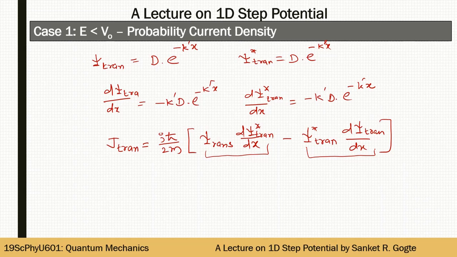In this case, however, these two terms are the same, and therefore J transmitted is equal to 0, which simply means that the probability current density in the classically forbidden region is equal to 0 according to quantum mechanics, and it is in agreement with what classical mechanics has to say. And now let's actually find out the two important quantities, reflection and transmission coefficient, on the next slides.